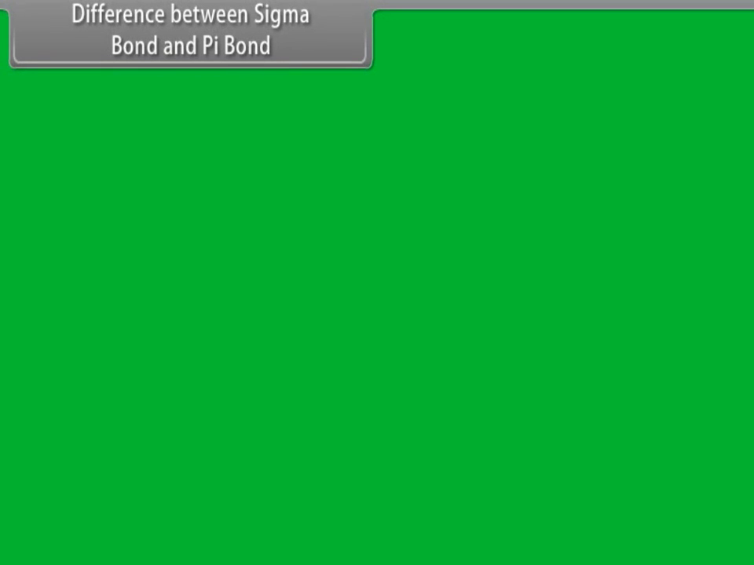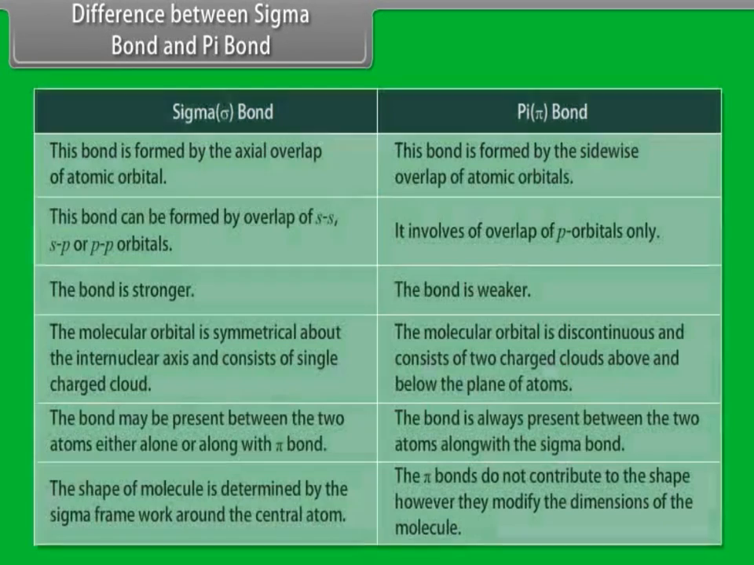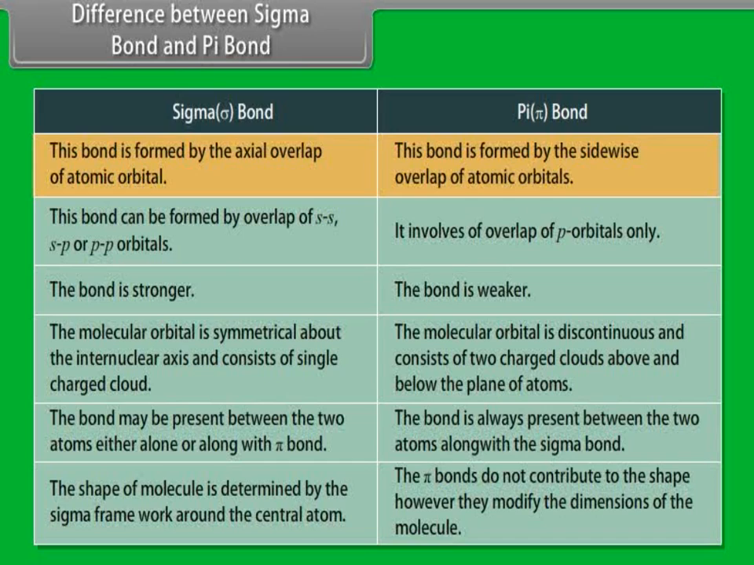Difference between sigma bond and pi bond. Sigma bond is formed by the axial overlap of atomic orbitals, whereas pi bond is formed by the sidewise overlap of atomic orbitals. Sigma bond can be formed by overlap of s-s, s-p or p-p orbitals, whereas pi bond involves the overlap of p orbitals only. Sigma bond is stronger because overlapping can take place to a larger extent, whereas pi bond is weaker because the overlapping occurs to a smaller extent.